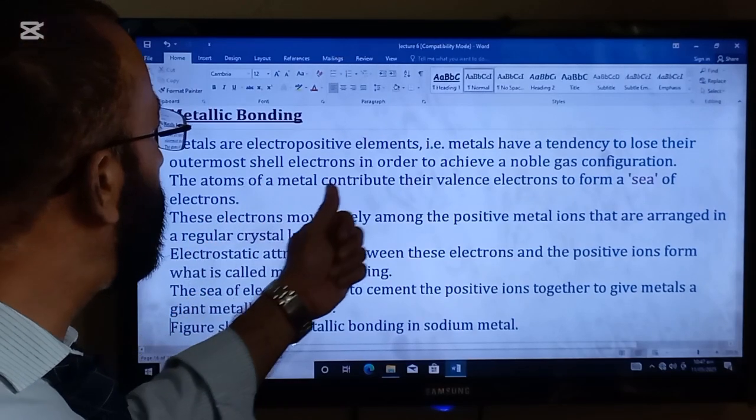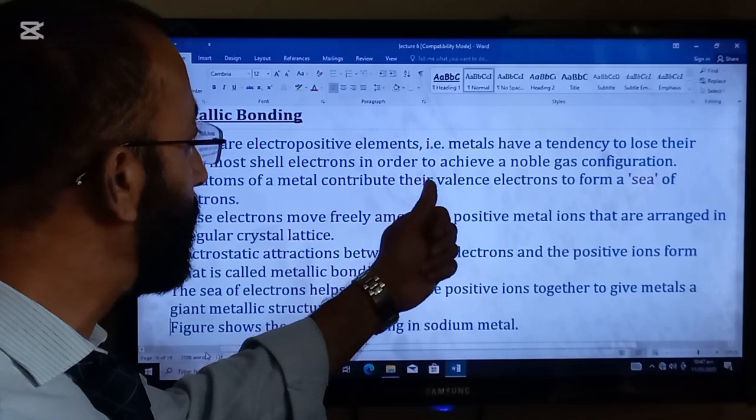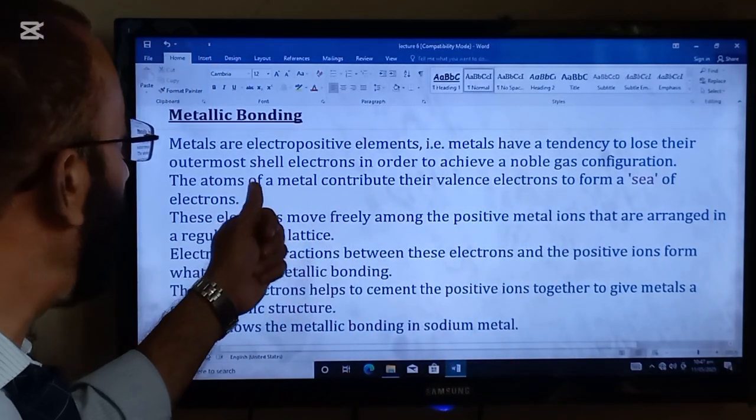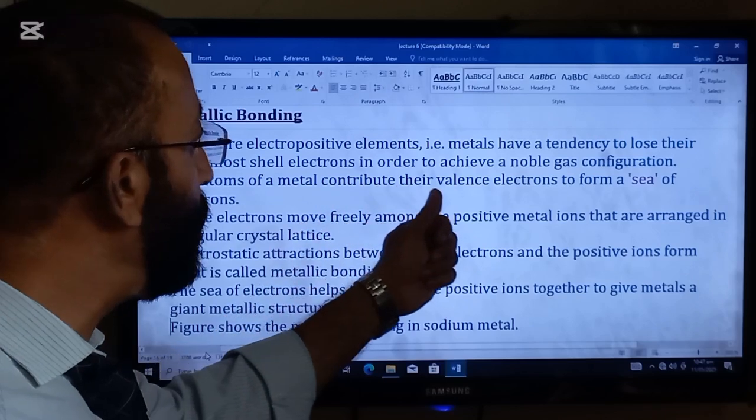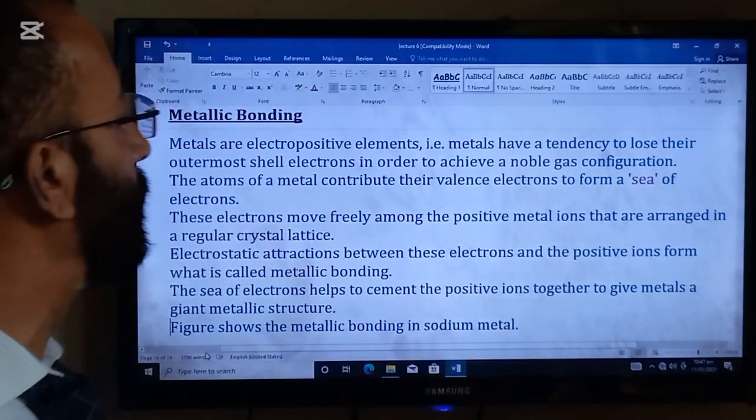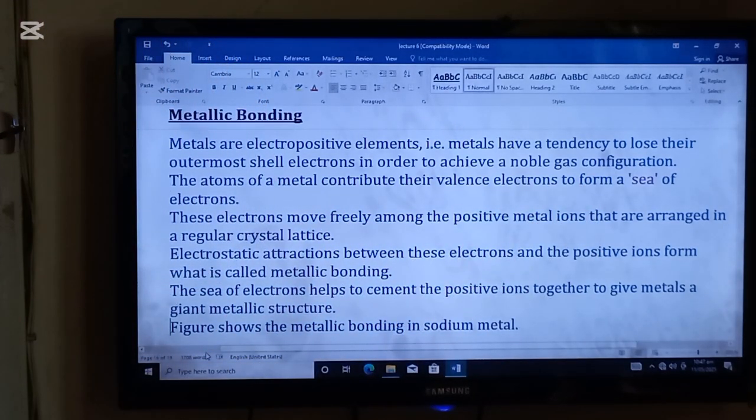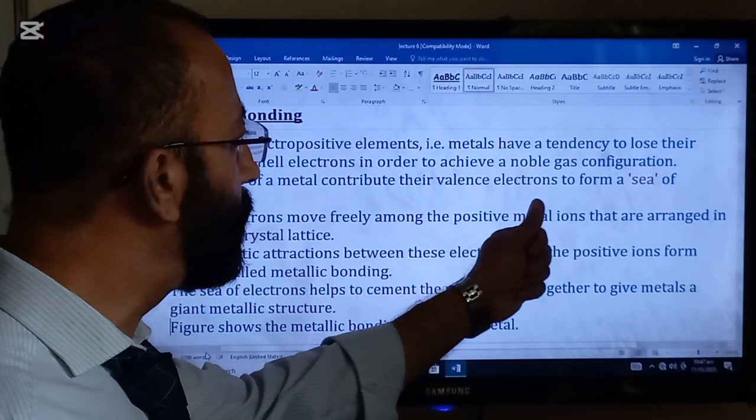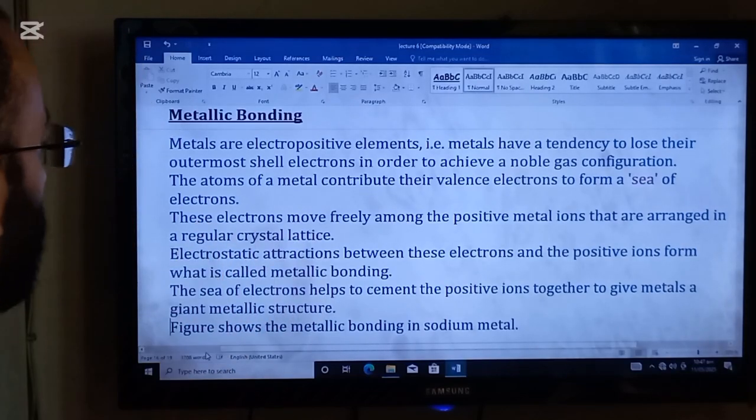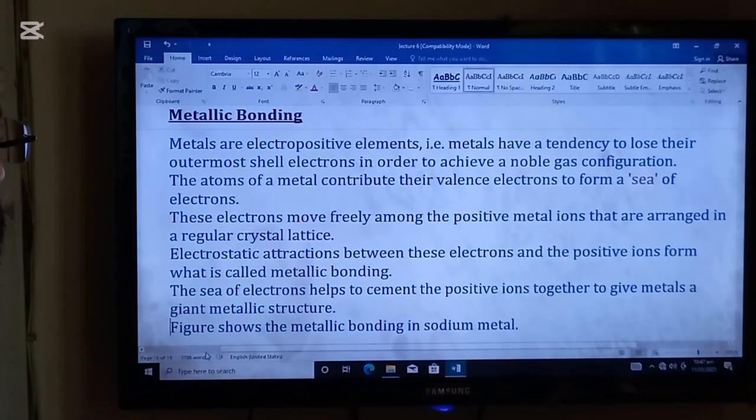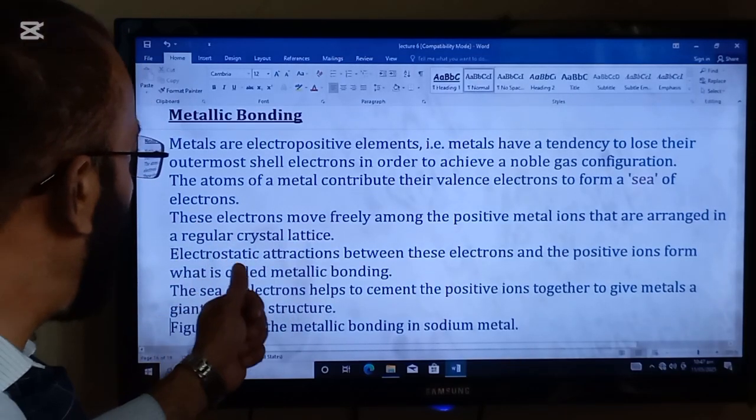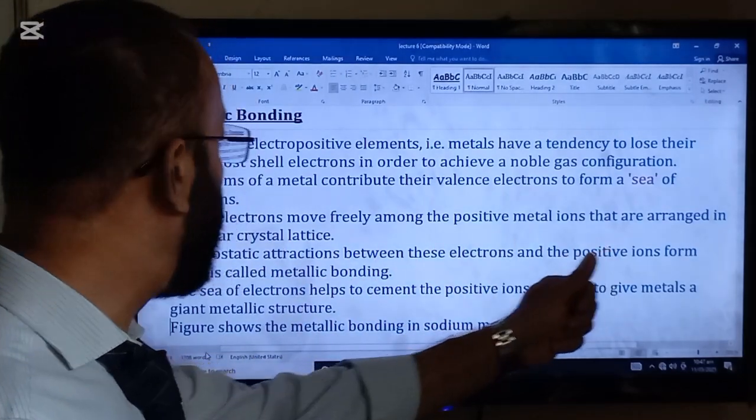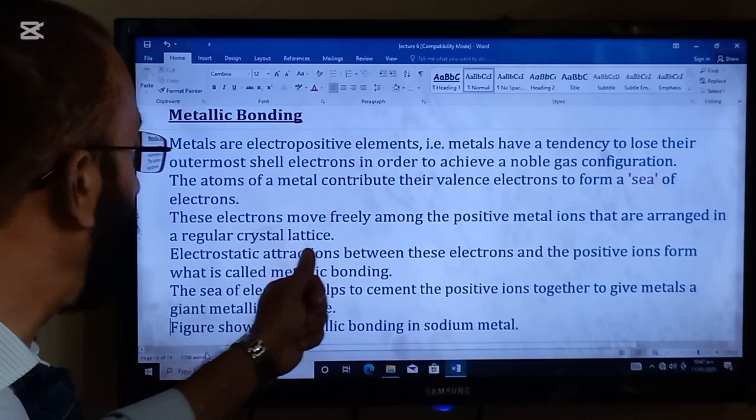Metals are electropositive elements. That is, metals have a tendency to lose their outermost shell electrons in order to achieve a noble gas configuration. The atoms of a metal contribute their valence electrons to form a sea of the electrons. These electrons move freely among the positive metal ions that are arranged in regular crystal lattice.